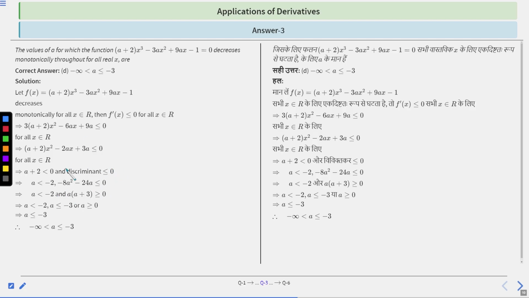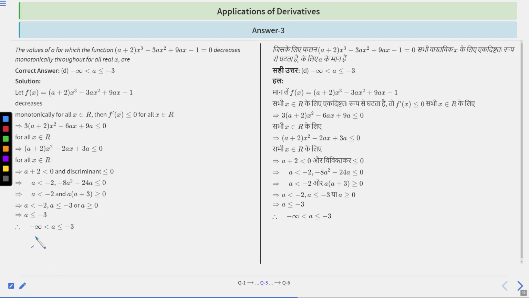Clear? So let's fulfill this condition. If a plus 2 is less than 0, that means a is less than minus 2, and discriminant less than or equal to 0, that means 8a square minus... after solving this, you will get minus 8a square minus 24a less than or equal to 0. So after solving, you will get a less than minus 2 and a into a plus 3 greater than or equal to 0. Therefore, a is less than minus 2 and a is less than or equal to minus 3, or a greater than or equal to 0. This implies a is less than or equal to minus 3, right?